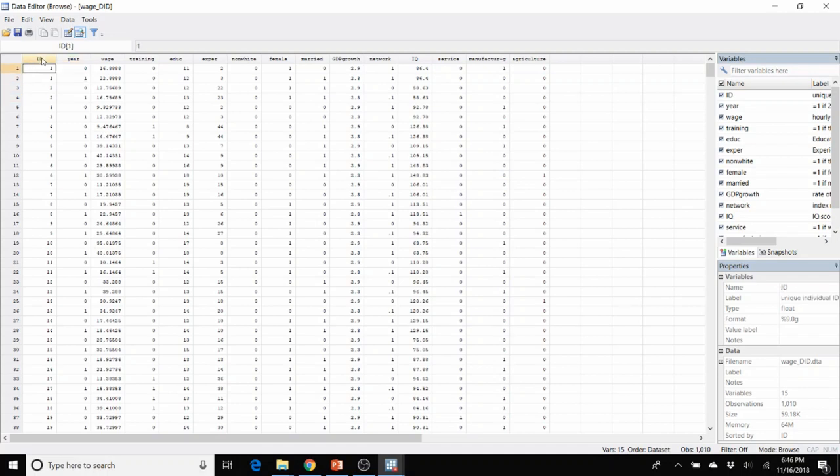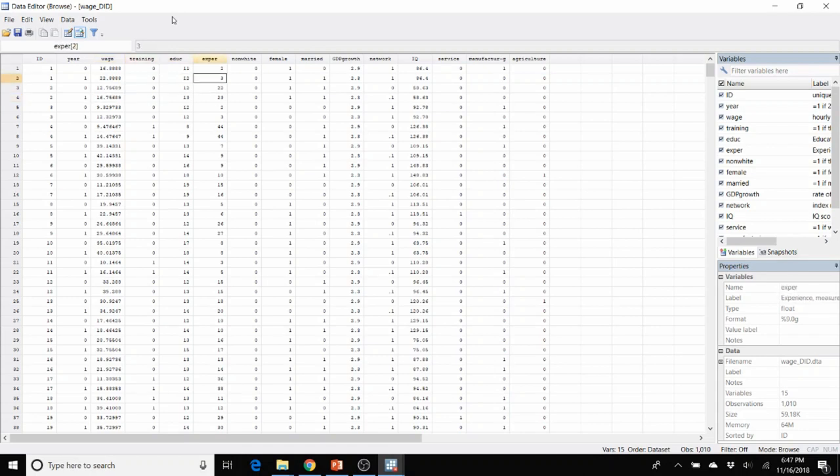All right. And so here we go. The individual ID number, so here's person one. We've got the year, so both 0 and 1. We know from the description of this data set that this is before and after the training program. So 0 is before the training program, 1 is after the training program. Okay, and so now we have wages. We have everyone's wages before and after. Person one's wages before, person one's wages after, person two's wages before, person two's wages after, etc.